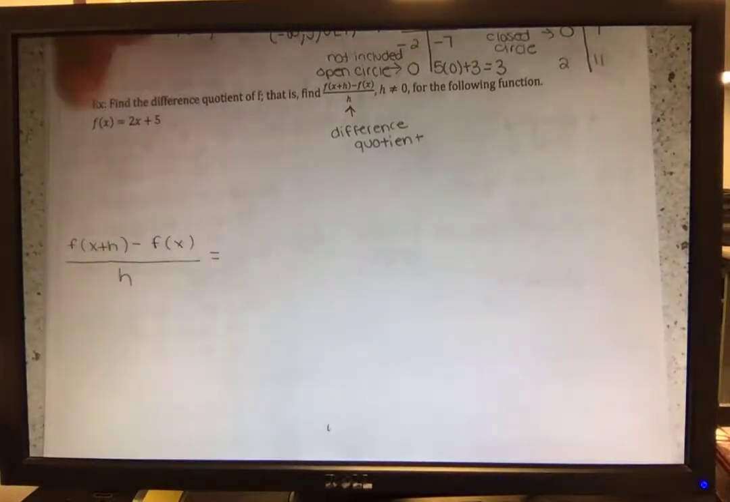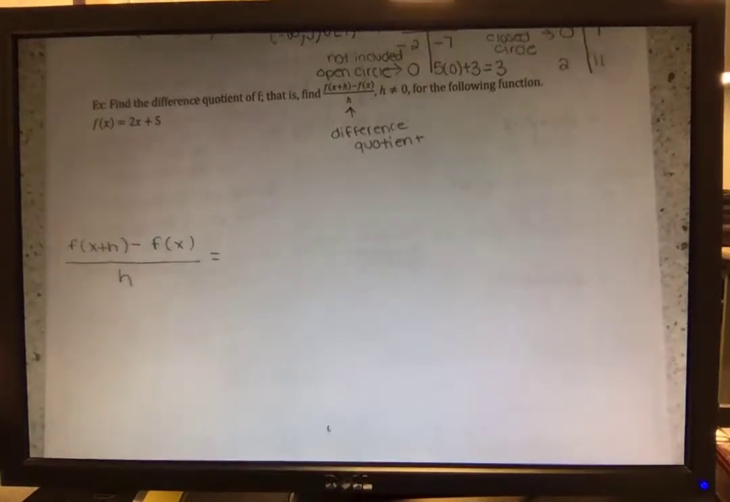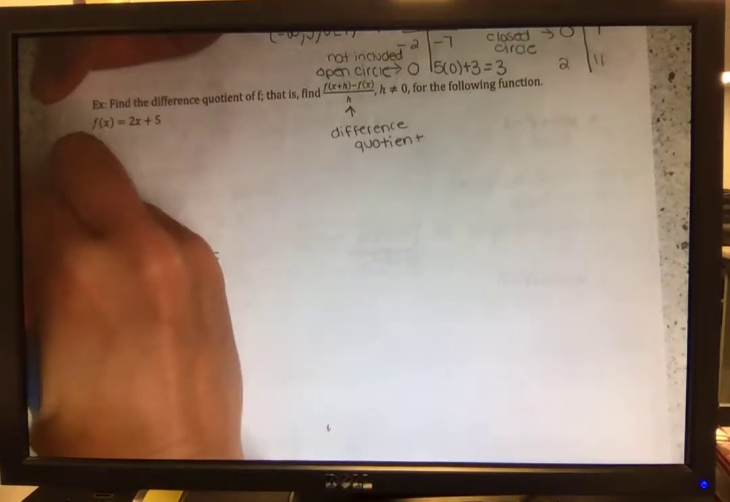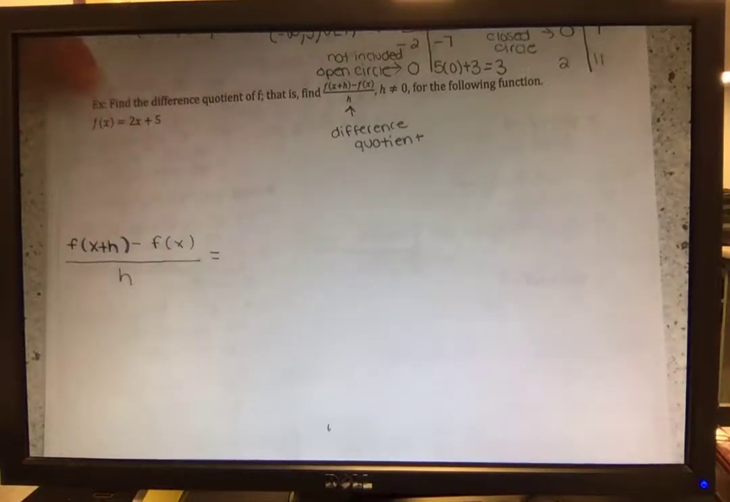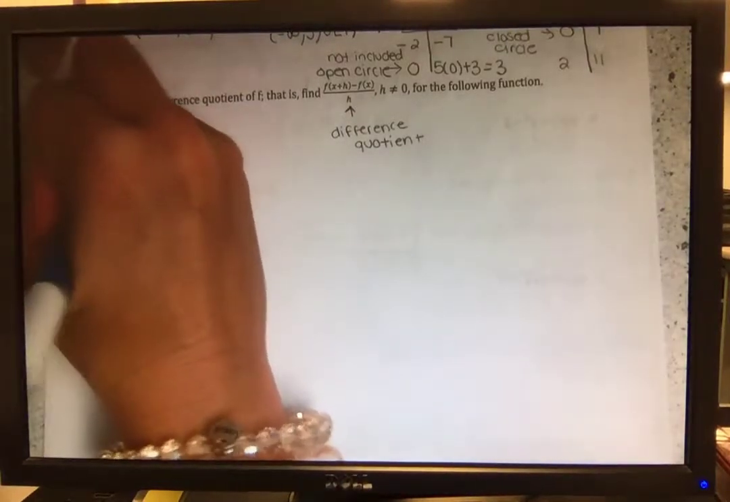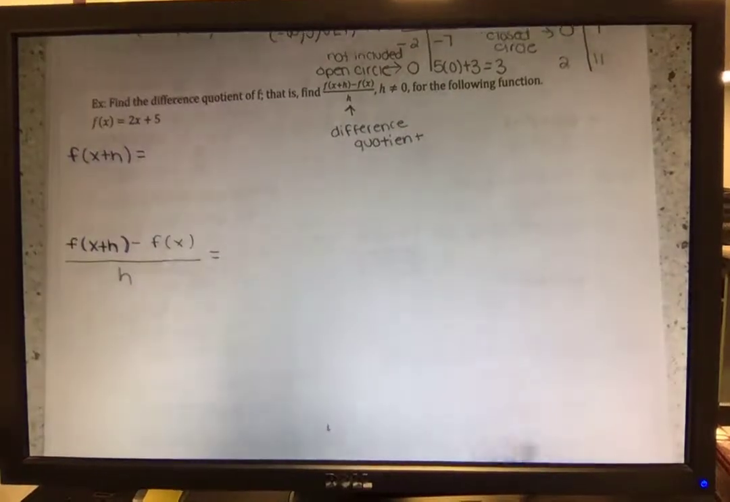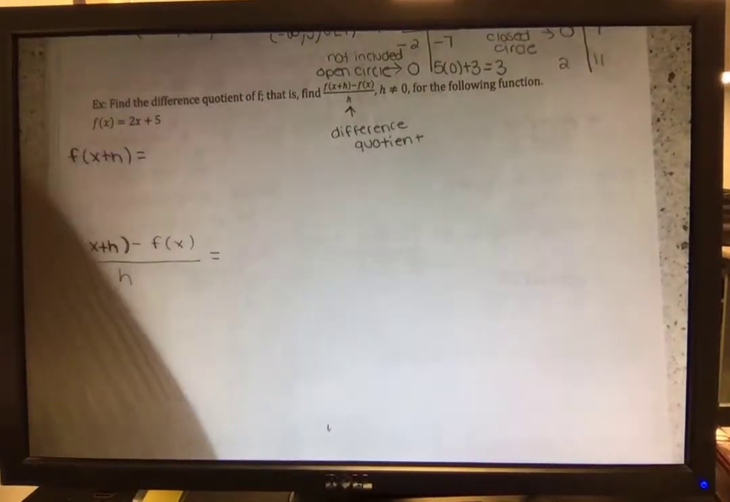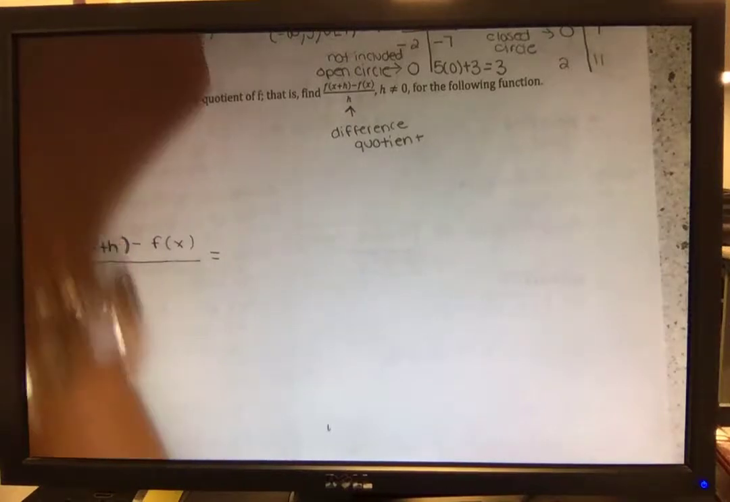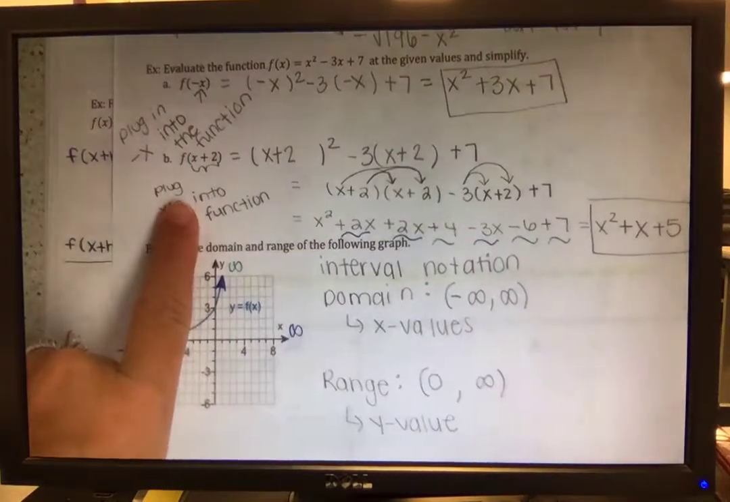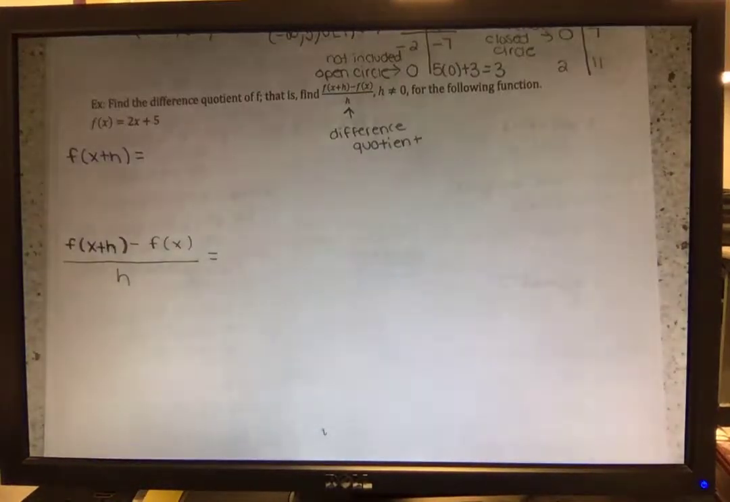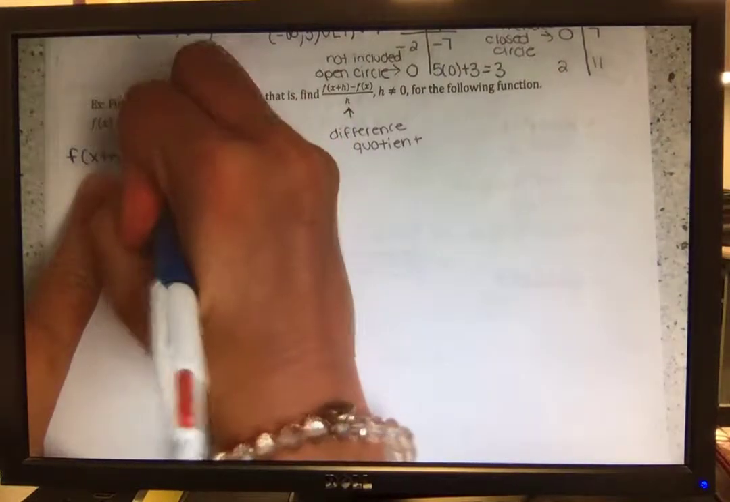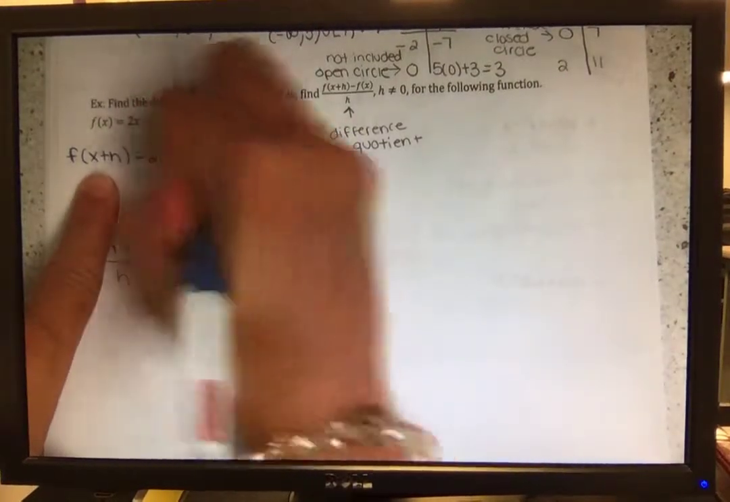Looks big, bad, and scary. Let's just take it piece by piece. This first piece is f of x plus h. We have f of x, but I don't have f of x plus h. So let's take our graph, just like we did earlier in section 2.1, page 2 in our notes, going back, we plugged in x plus 2, and then we just solved it. Same thing here. We're going to plug in x plus h. So I have 2, and instead of x, I'm going to plug in x plus h, plus 5.